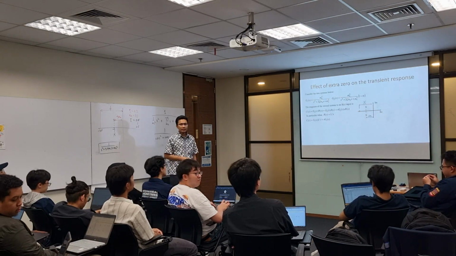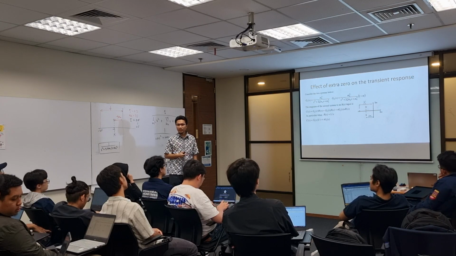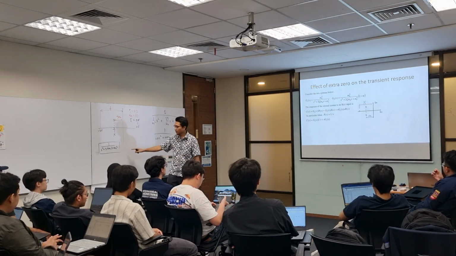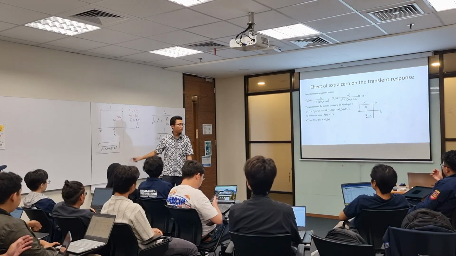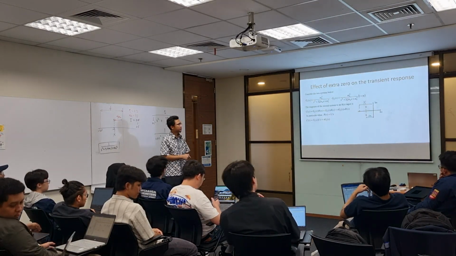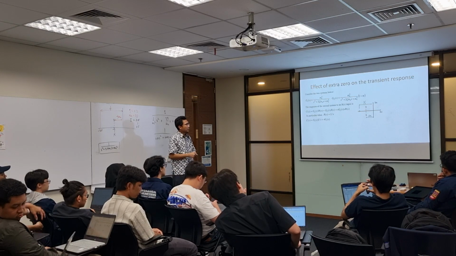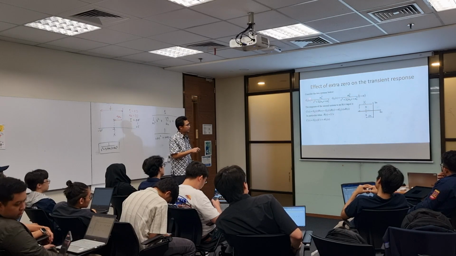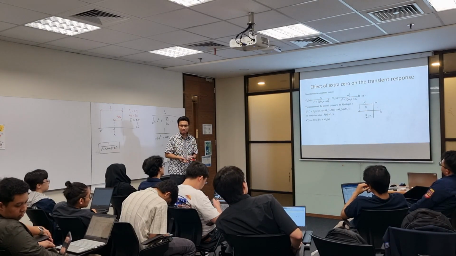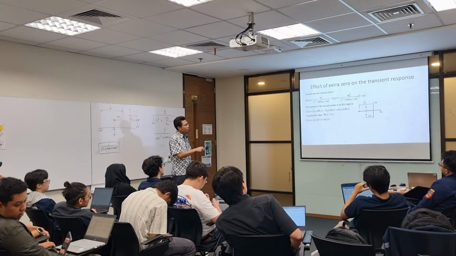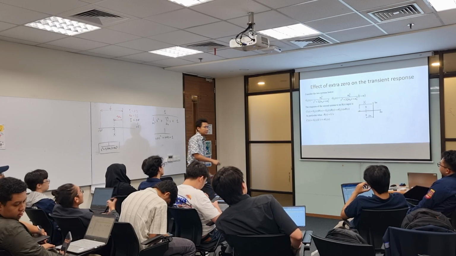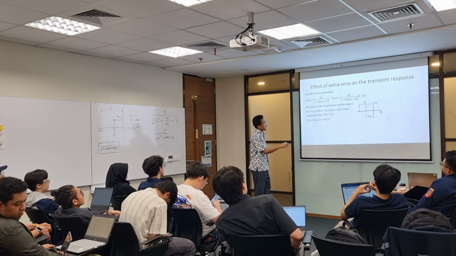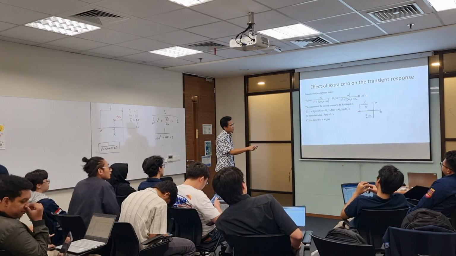Now the next topic is extra zero. Just now we had an extra pole, but in this case we have an extra zero. The analysis here shows two systems. The first system is just a second order system without any zero. Is there any zero here? No. But the second system has a zero.